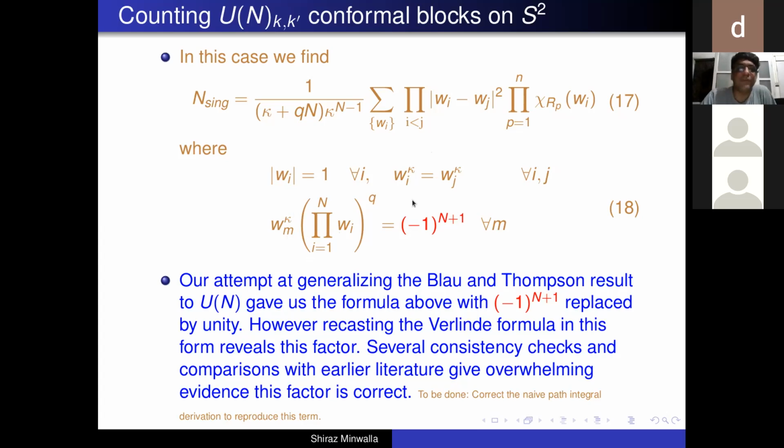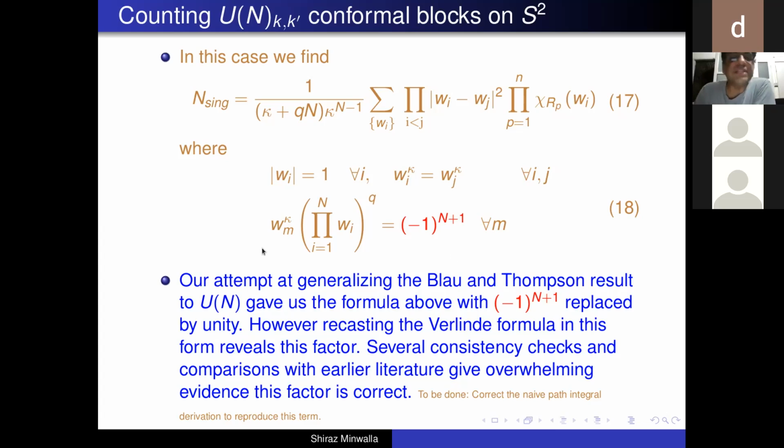Okay, now I've put this factor of (-1)^(n+1) in red. The reason I put this in red is that when we generalized the Blau and Thompson integral formula to obtain this result for UN, our at least naive generalization of their method gave us this result without this factor of (-1)^(n+1). But we very quickly realized that something was wrong.